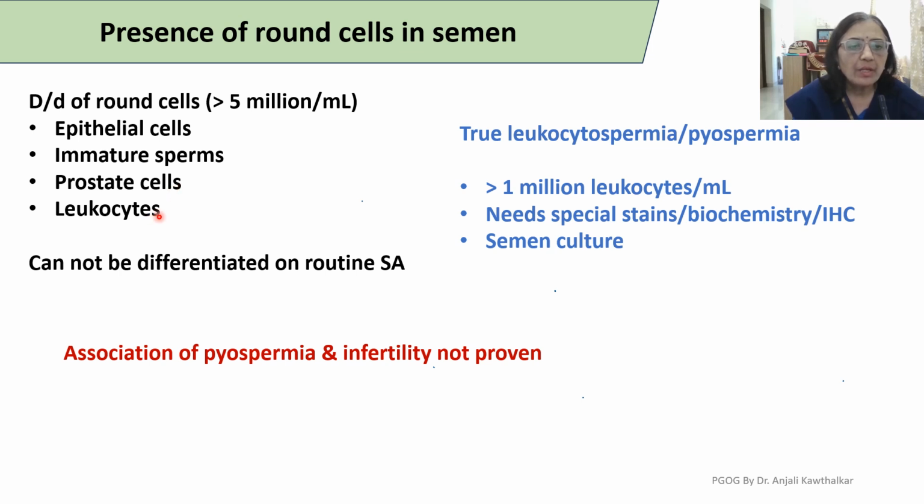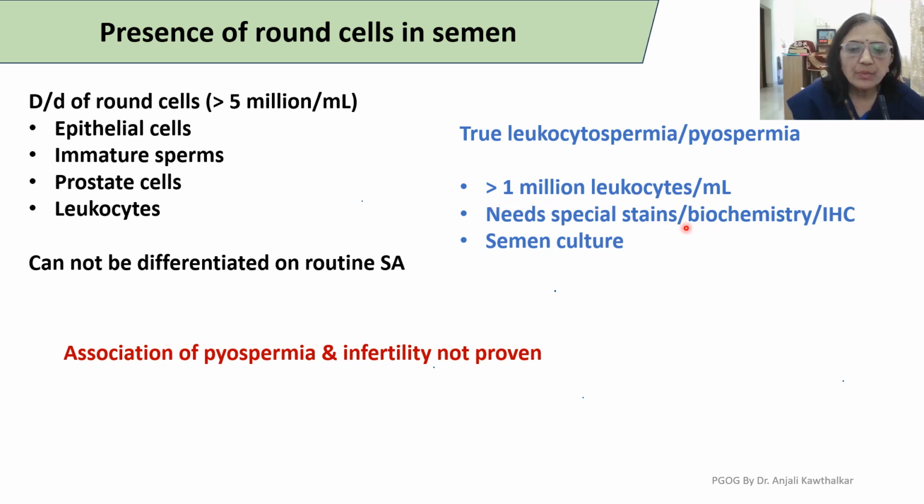Now, what we are mainly concerned about whenever we see round cells is whether there is any infection or whether leukocytes are present. But by routine semen analysis, we cannot differentiate between these various types of cells. For that, we need to do further testing by special stains, biochemistry, or immunohistochemical testing. True leukocytospermia or pyospermia is whenever there is a presence of greater than 1 million leukocytes per ml.